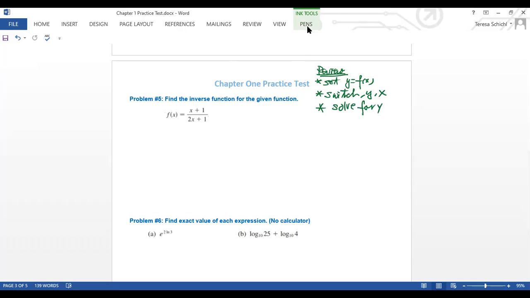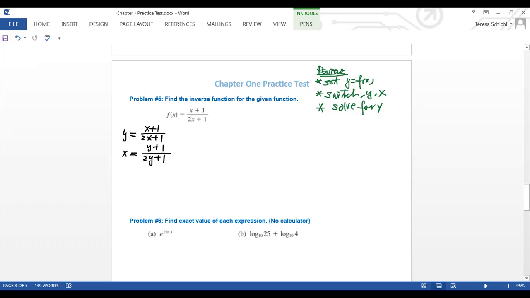Okay, so now let's follow the steps here. We did many practice problems in the pre-calc class. Step number 1, set y equal to the function. So you set y equal to (x plus 1) over (2x plus 1). It's good. Then step number 2, switch y and x. So y changes to x, x changes to y. Okay, so this is y plus 1, and this is 2y plus 1. All right.